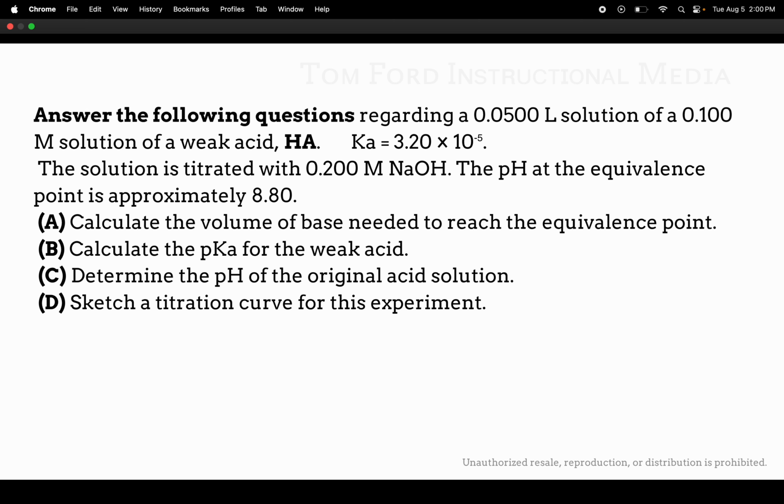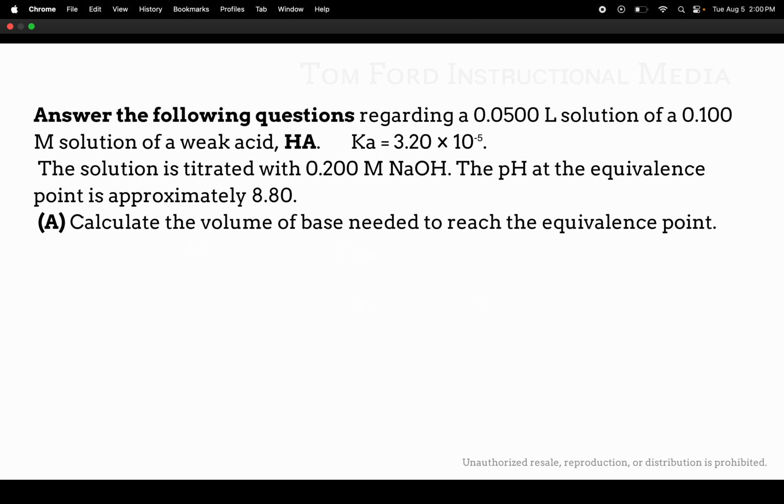Part A asks us to calculate the volume of base needed to reach the equivalence point. All right, so what do we know here? Since we're given the concentration of the weak acid and the volume of that solution, we can quickly determine how many acid molecules were added.